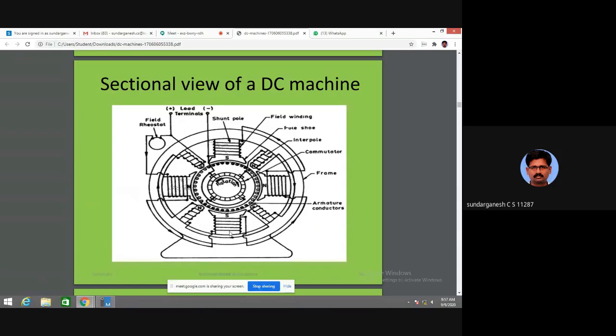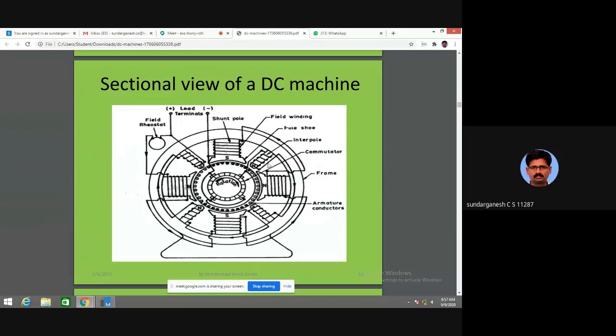Some machines have 4 poles, some have 8 poles, some have only 2 poles, and some have 16 poles. Depending upon the magnetic field strength you require, you have to fix the number of poles. The magnetic field is divided into a number of poles, and the coils are connected to the stator poles. We call those the field coils.